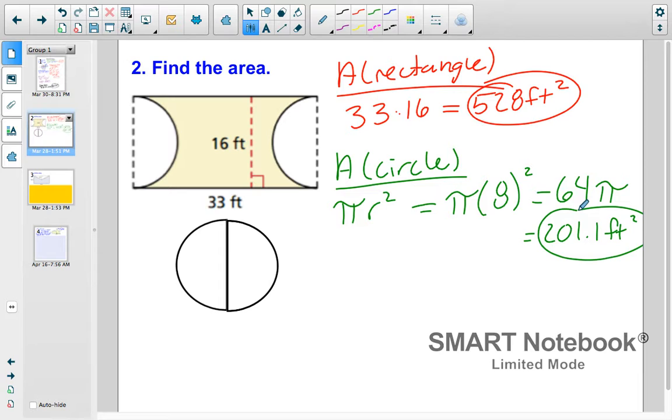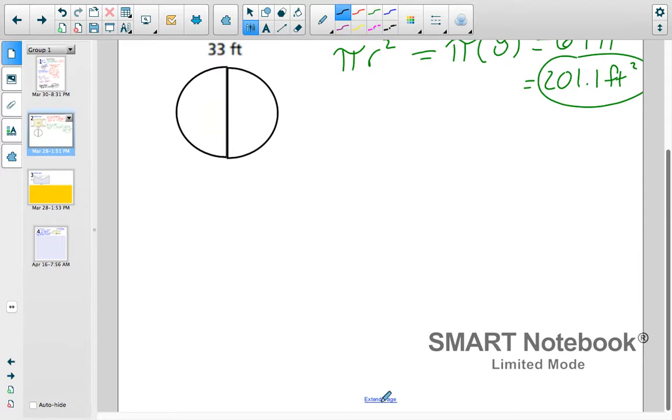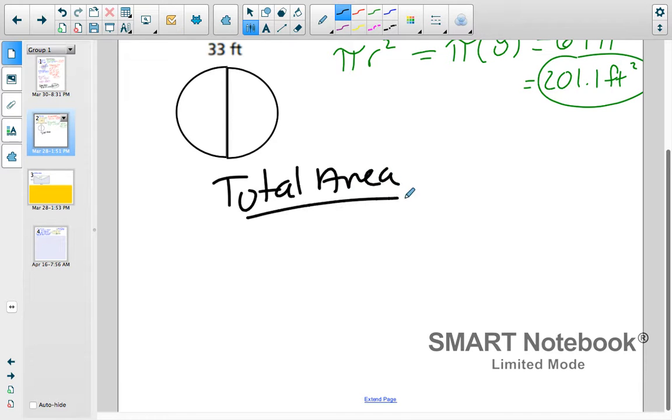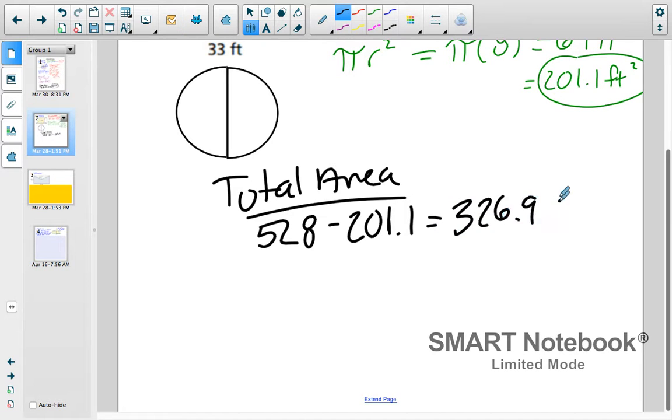Now, since not everything is shaded in, we need to subtract what's not shaded in. Here it's the circles. So I've got to subtract my area of the circle. I'm going to write it in black like I did last time, and I'm going to label it as total area. Take that 528, subtract 201.1. It's not very good. 1, there we go. And you'll get 326.9 feet squared. And that's the area of the shaded region only.